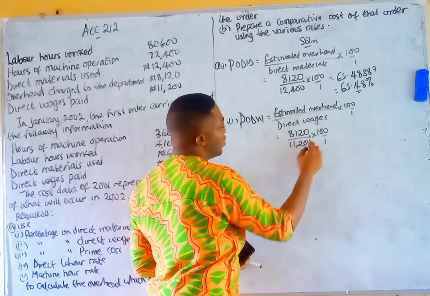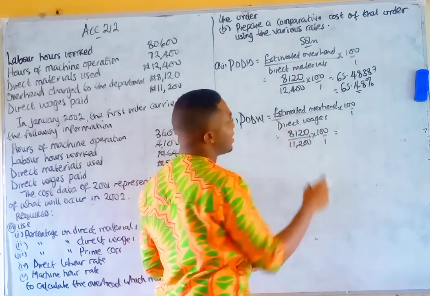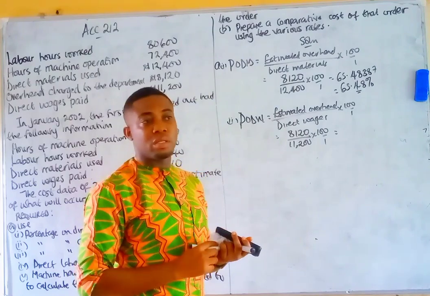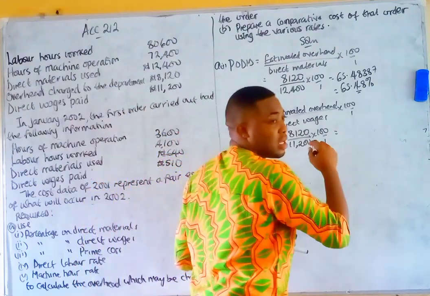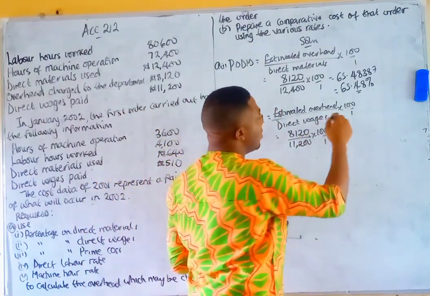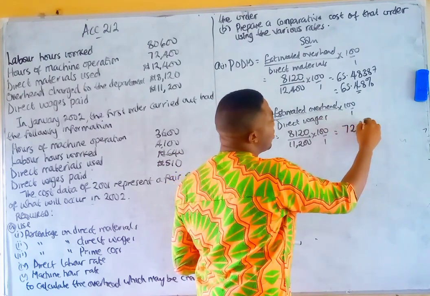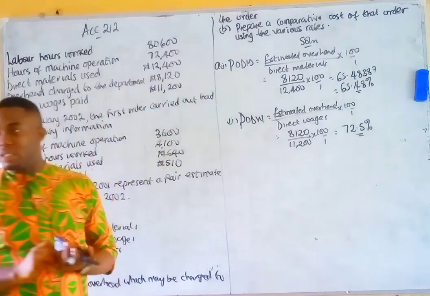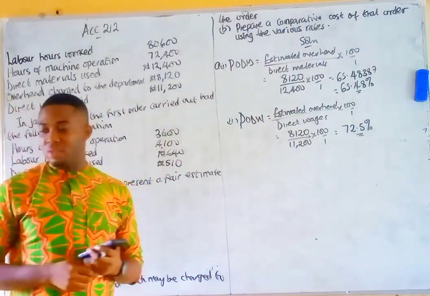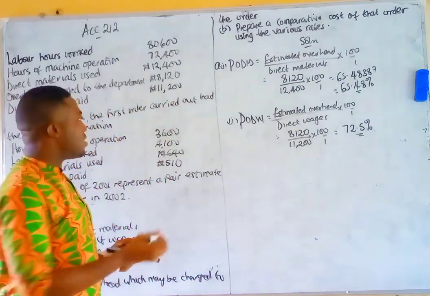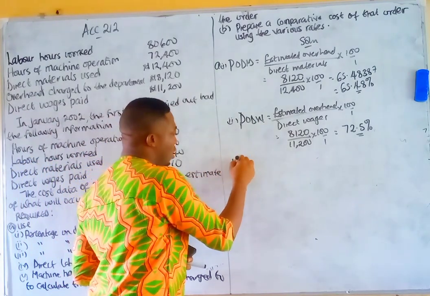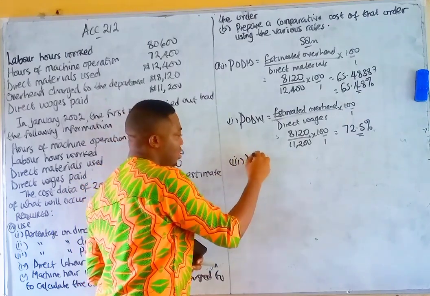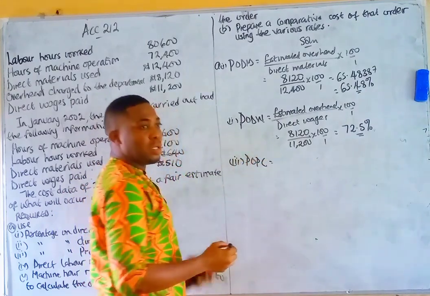So what do we have? This divided by this times 100 gives 72.5%. So that is the percentage on direct wages, the second one. The third one is the percentage on prime cost, right? What's the formula?